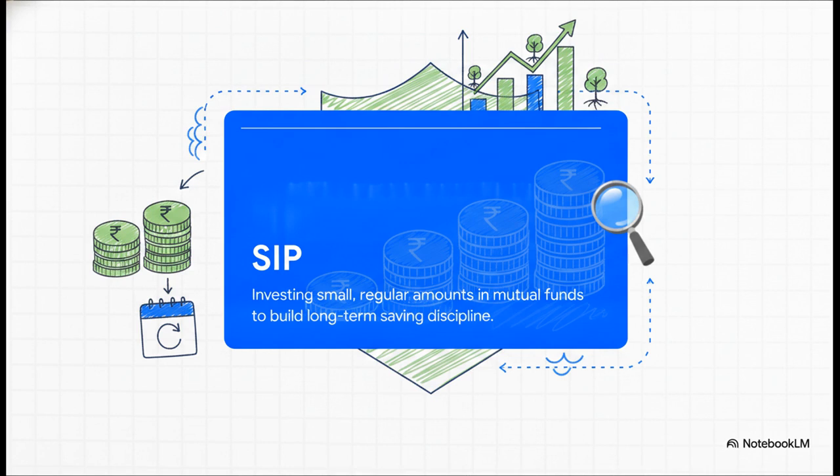Now, what if you don't have a massive chunk of money to invest all at once? Well, that is exactly where an SIP, or systematic investment plan, steps in. An SIP lets you invest small, regular amounts, like say 500 rupees every single month, into a mutual fund. This builds incredible saving discipline. And even better, investing through an SIP for the long term, like 5 to 15 years, actually protects you from wild market swings. You just keep buying units whether the market is high or low, beautifully averaging out your costs and building a solid financial cushion for your future.